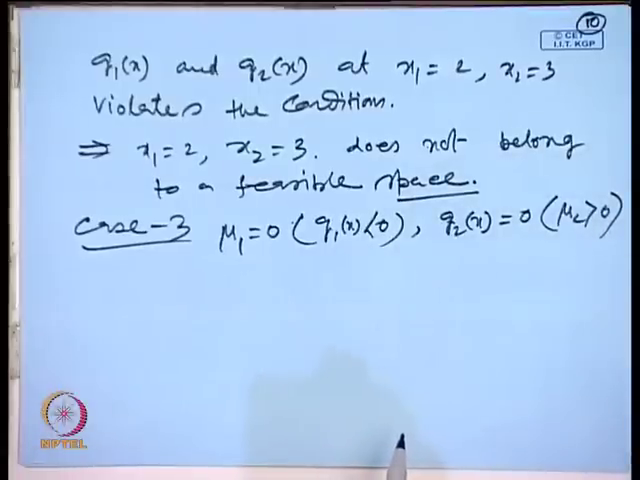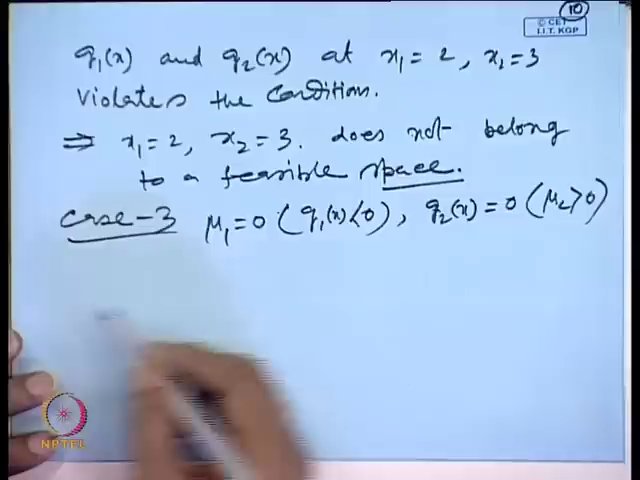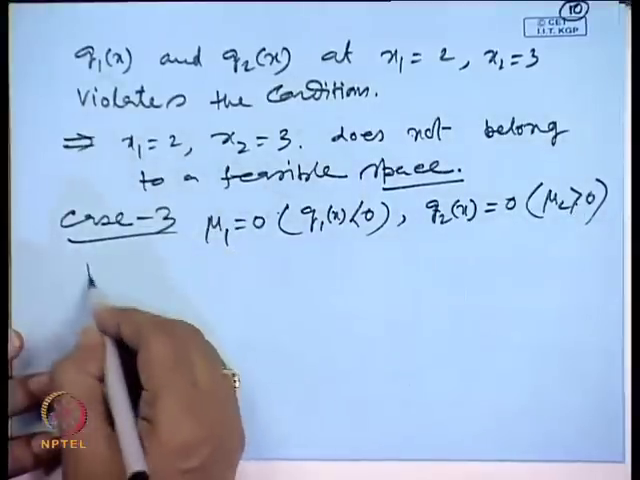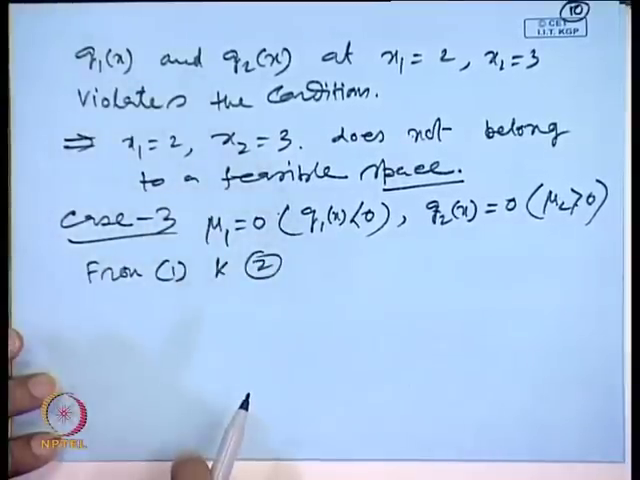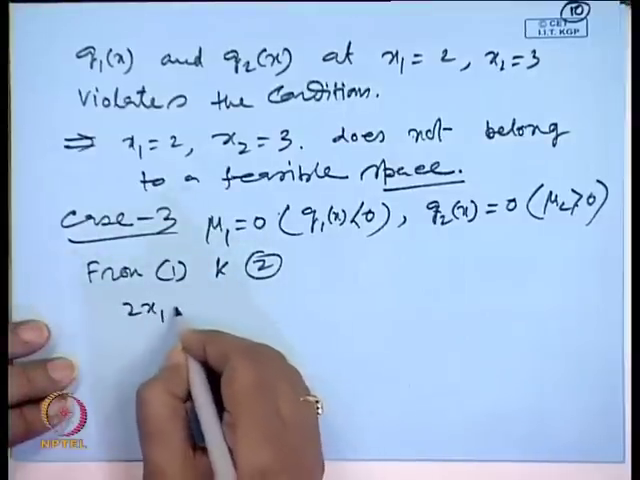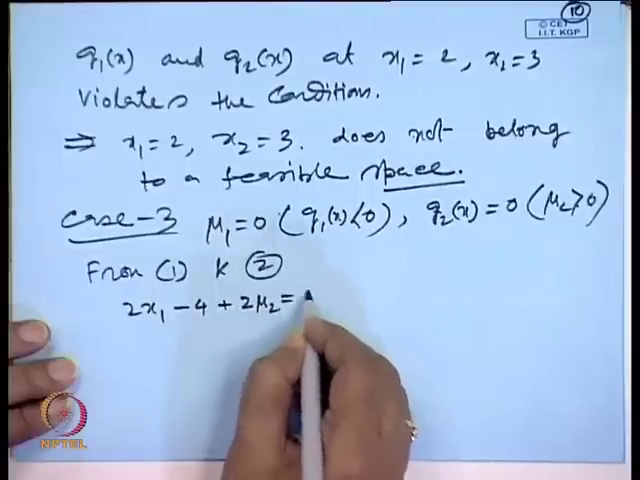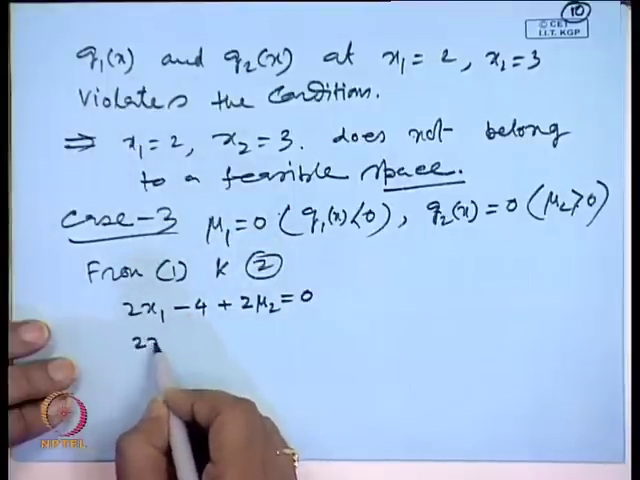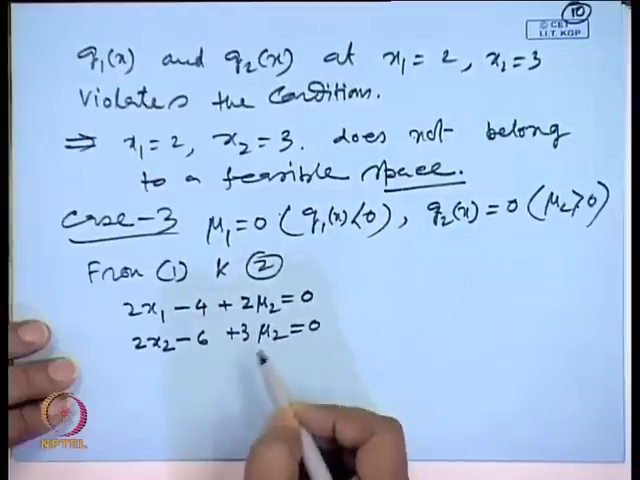Agree? So, this is greater than or equal to 0. Let us see this one, mu 1 is 0. From equations 1 and 2, I will put mu 1 is 0 in this. Once again, I will get 2 x 1 minus 4 plus mu 1 is 0, plus twice mu 2 is equal to 0, from equation 1, putting mu 1 is 0. From equation 2, 2 x 2 minus 6 plus 3 mu 2 is equal to 0, I will get.